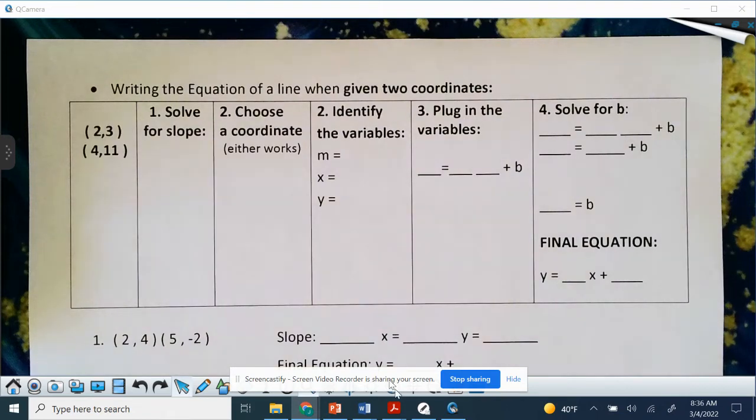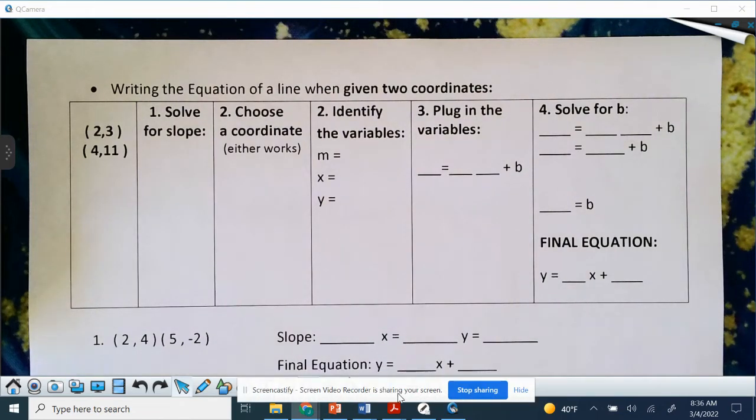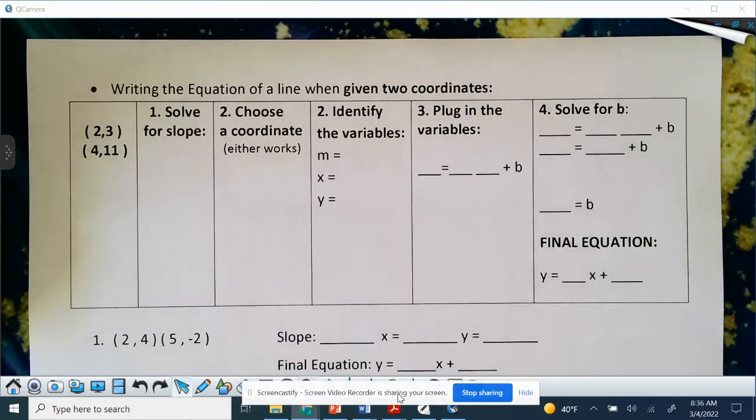So moving right along to the next form of writing our equations with given information for linear equations, we've talked about writing when we have the slope and y-intercept, so given your m and your b, and then writing when you're given your slope and a point.